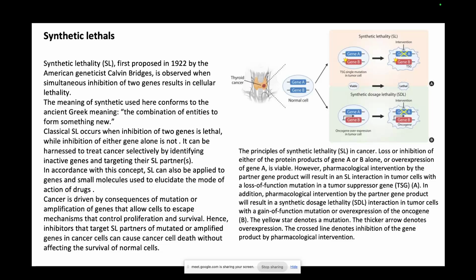Cancer is driven by consequences of mutation or amplification of genes that allow cells to escape mechanisms that control proliferation and survival. Hence, inhibitors that target synthetic lethal partners of mutated or amplified genes in cancer cells can cause cancer cell death without affecting the survival of normal cells. So that is very important. You can selectively find these synthetic lethal pairs in cancer cells and selectively inactivate these genes, and those particular cells will be hampered and die, and it will not affect other cells in that process. Right.